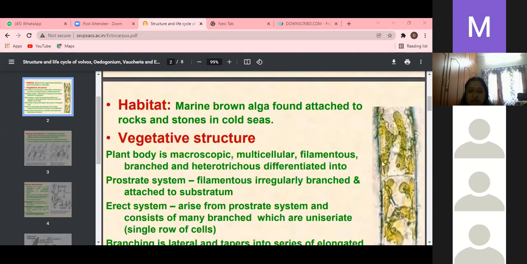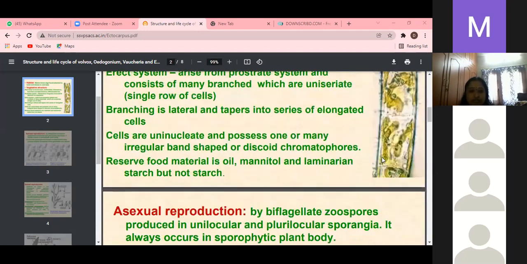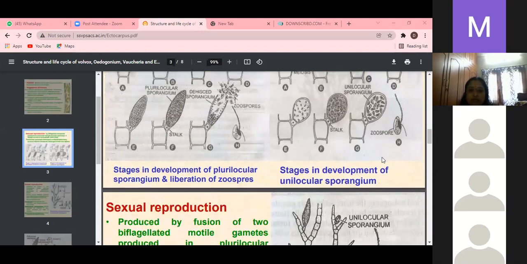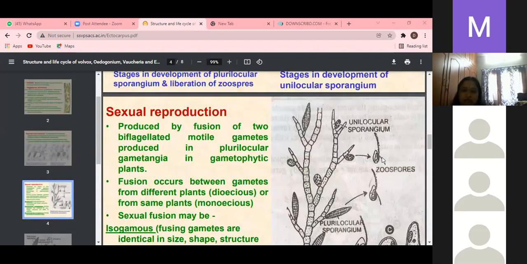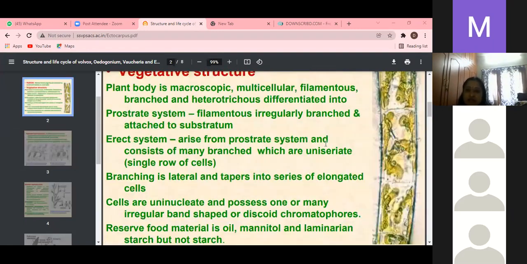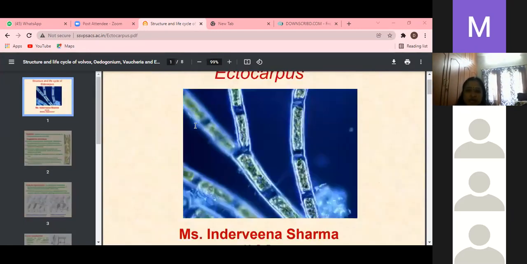These are the vegetative characteristic features of Ectocarpus. Did you understand, ma'am? Yes or no? Yes, ma'am. But here one more point I'll explain, girls. The picture is not clear here, but one thing is most important in Ectocarpus.